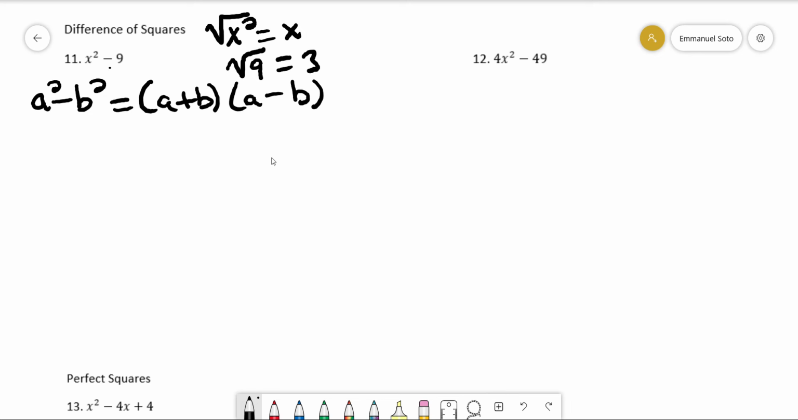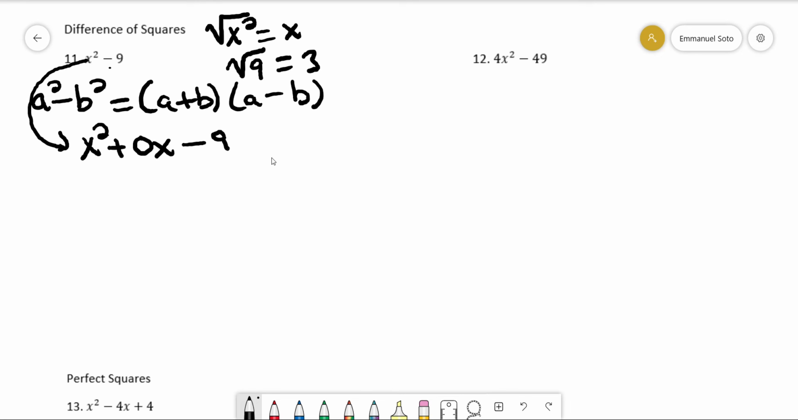And I'll show you how to do this. In this example, you can use the formula or you can use the method that we did with trinomials. In this case, you can think of this as x squared plus 0x minus 9, because you have no middle term. You only have a -9 and an x squared. So pretend that this is a 0.